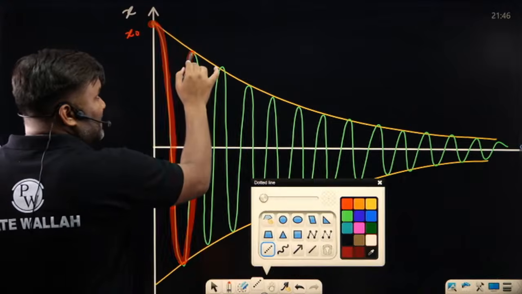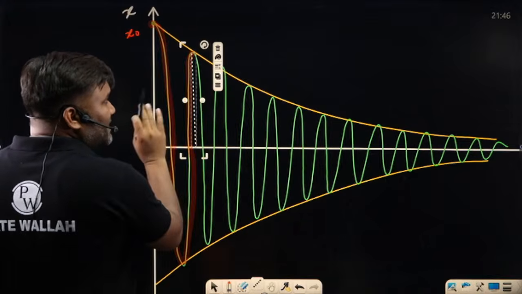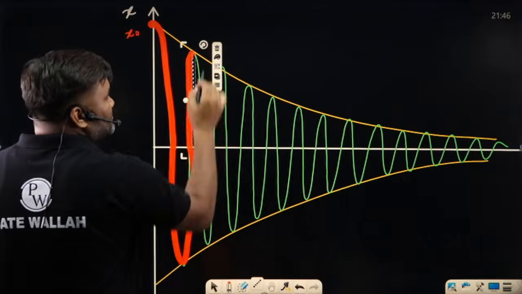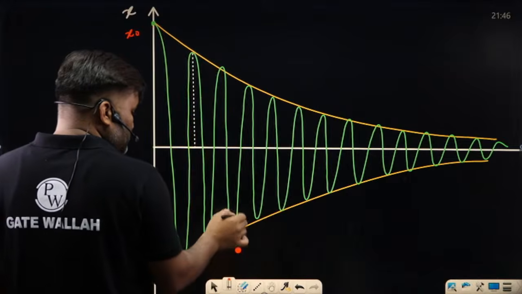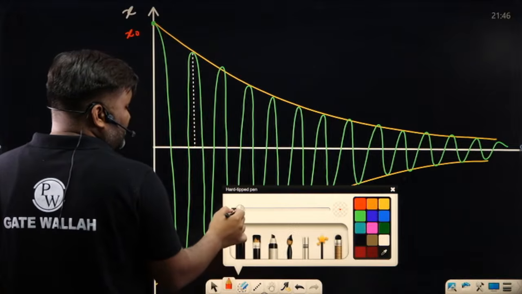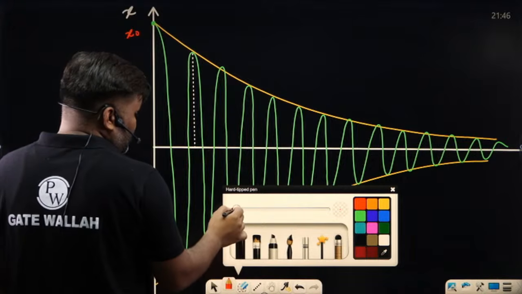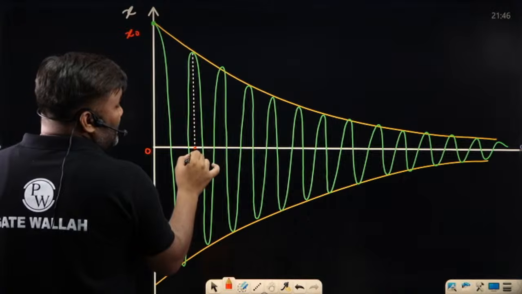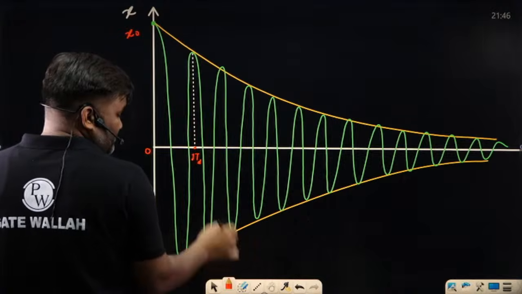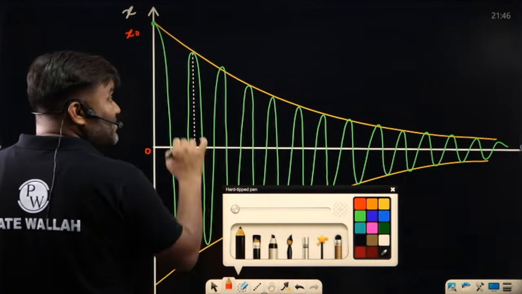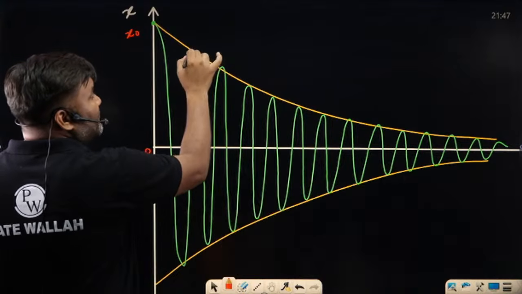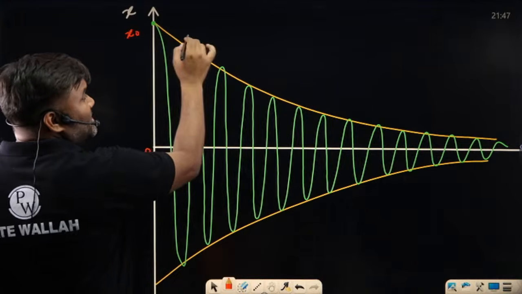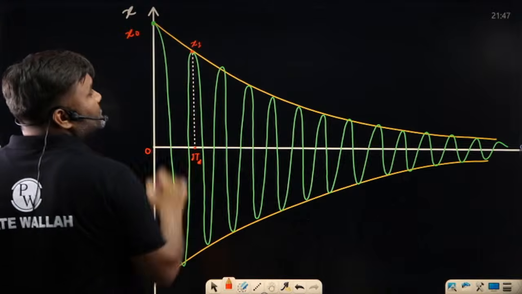After completing one cycle, my amplitude is left a little smaller. So one cycle is complete. I will say this is one time period. Time t was 0 here. Here we are having 1 TD. One time period is just complete. How much amplitude are we left with? Sir, we are left with something less. It was x naught initially, so I am writing it as x1.